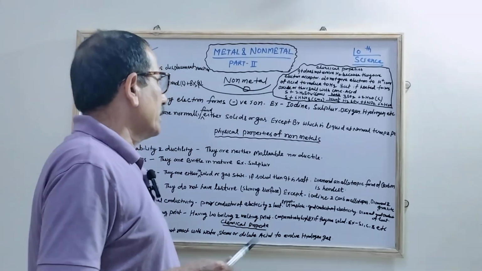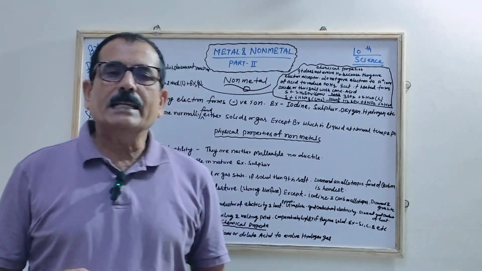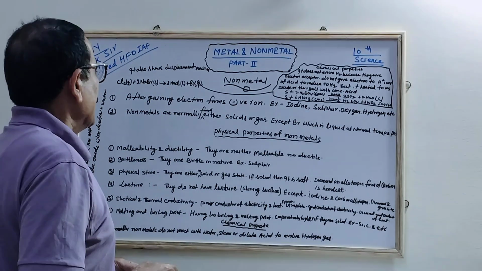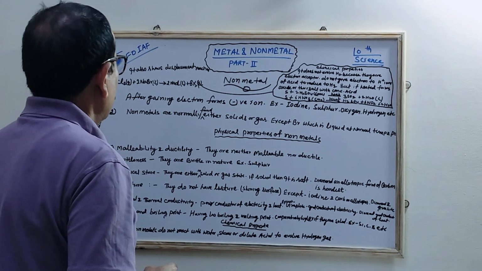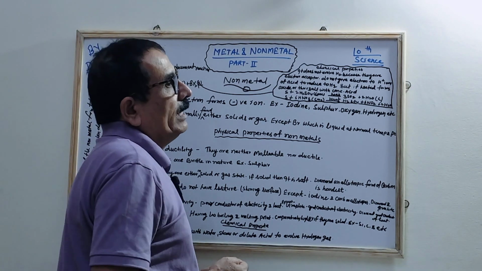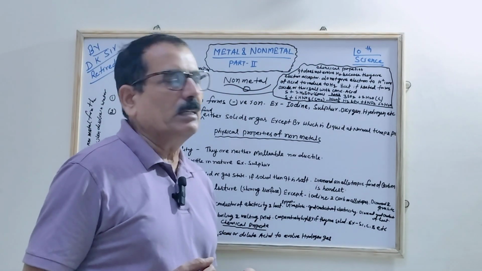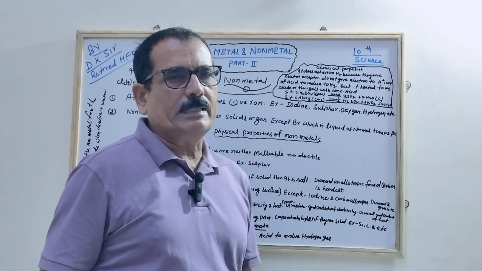First we should understand that a non-metal is an acceptor. It accepts the electron, correct? So non-metal is an acceptor. After getting the electron, they form the negative ion, correct? So the examples of the non-metals are iodine, sulfur, oxygen, hydrogen, etc.